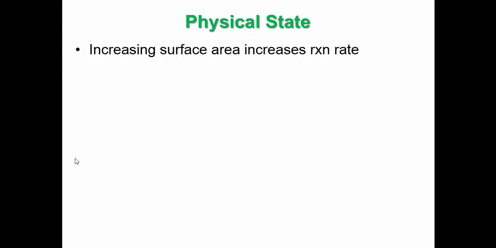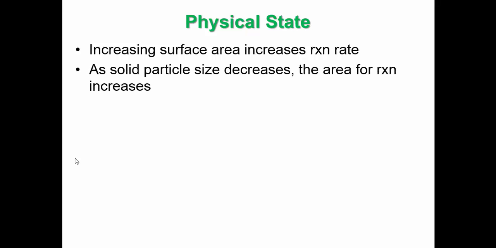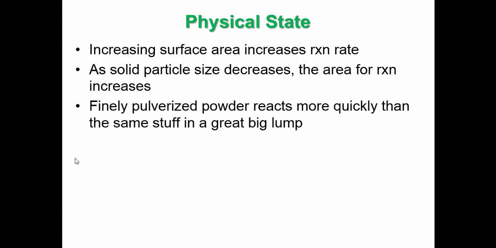Now the third area that can affect reaction rates is the physical state. This is kind of cool. If you increase the surface area of the material that's reacting, then the rate will again increase. If, for example, you have a material that is a solid and you pulverize it and reduce it down to a fine powder, it more quickly will go through the process.